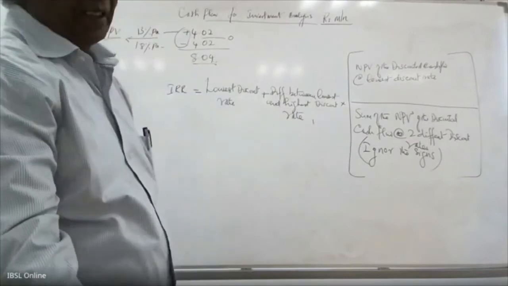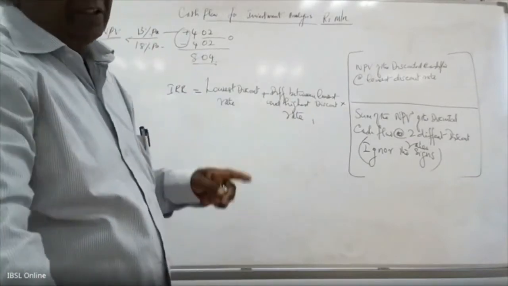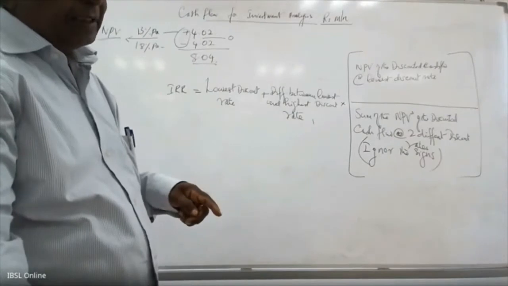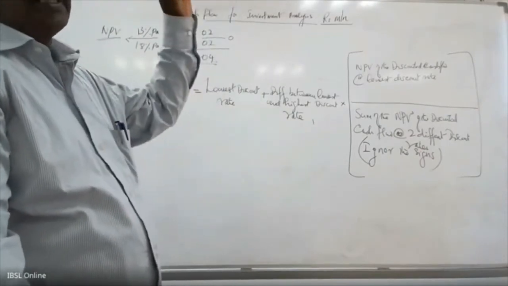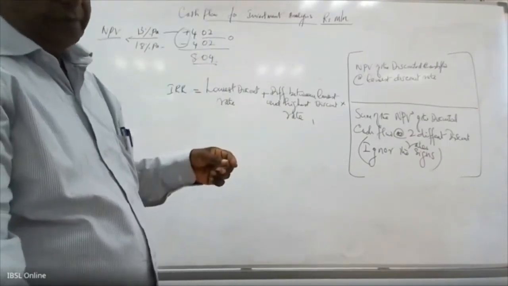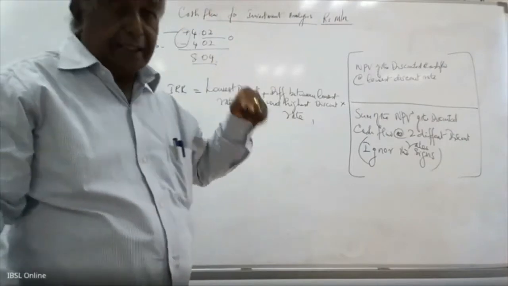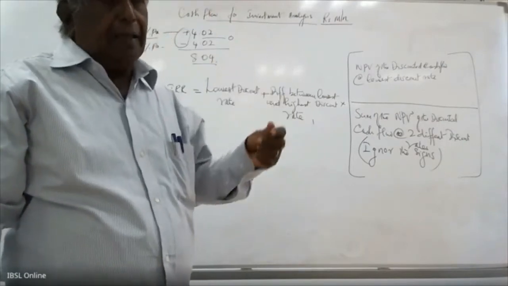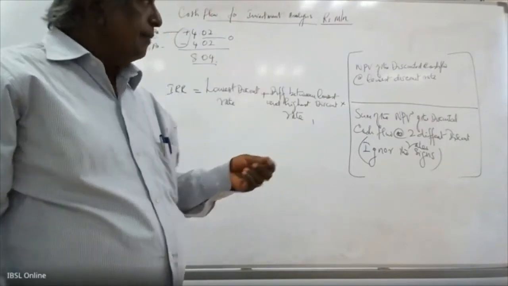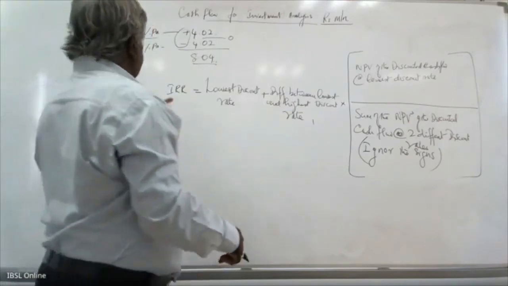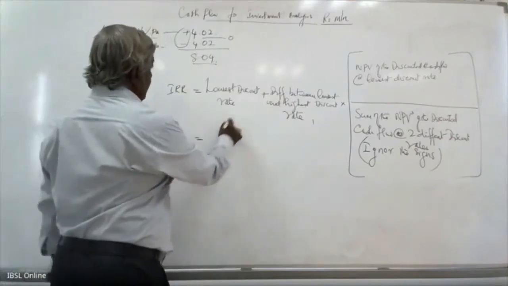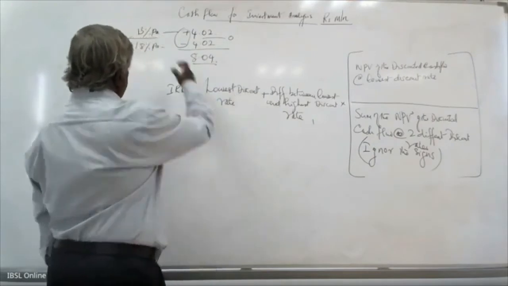Right. I hope the reason why we are ignoring the sign is clear. If you don't ignore the sign, you may sometimes end up with 0, because one is positive and the other one is negative. When you total it up, so now IRR is equal to the lowest discount rate. What is the lowest discount rate?